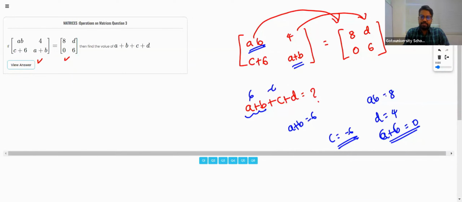And what is the value of D? We have got D as 4. So what if we add all of them? 6 and -6 get cancelled. The answer is 4. So the answer to this question is simply 4. Whenever two matrices are equal, we equate the corresponding elements. Each and every element is being equated, and we end up with 4 as the answer here.